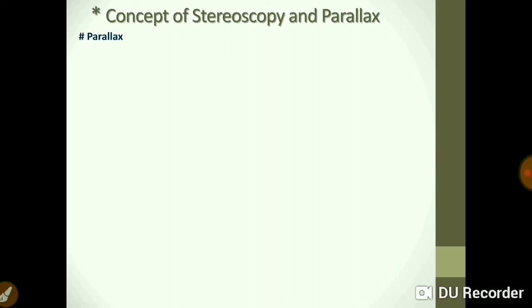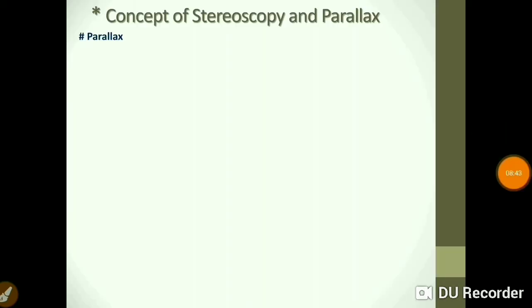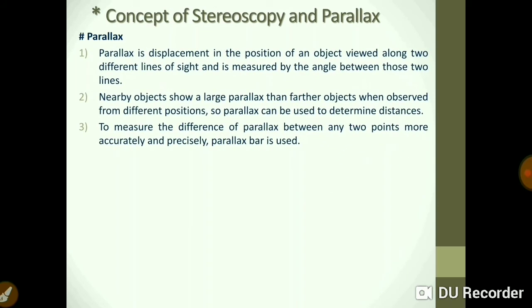That means you may feel that the object has changed its position. So the distance by which it is displaced from its position is the parallax. Parallax is the distance in the position of an object viewed along two different lines of sight, and is measured by the angle between those two lines.